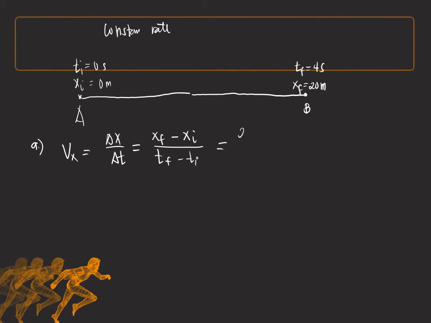Final position is 20 meters. Initial position, sinet natin as 0 meters. Final time is 4 seconds as indicated by the stopwatch. And then, 0 seconds, of course, nagsimula siyang tumakbo. So that is 20 all over 4 meters per second, or 5 meters per second. Yan yung constant velocity. Okay, dun sa question B, any questions for part A?